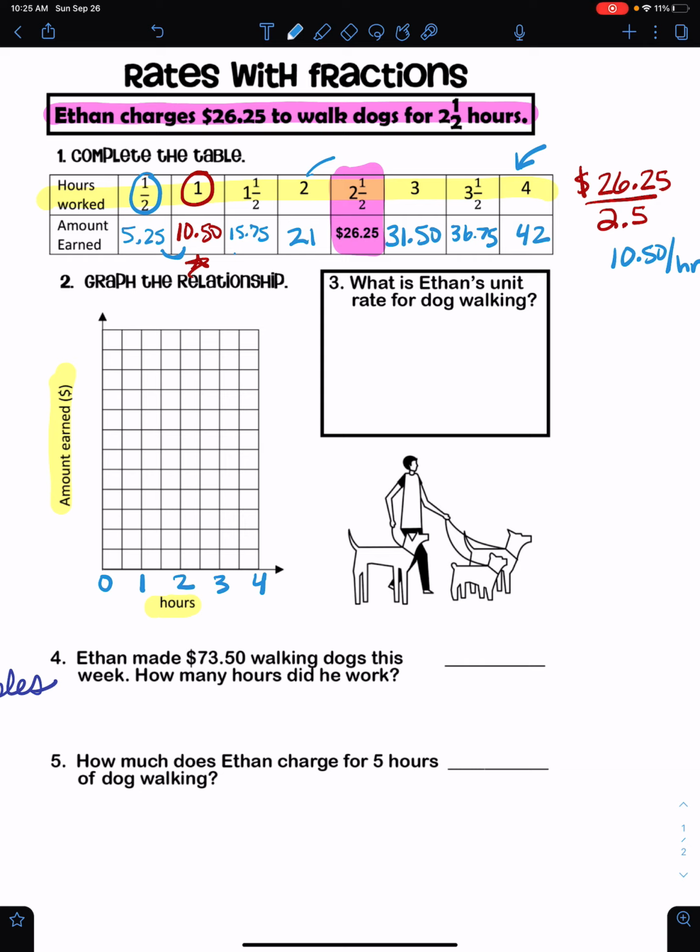How many do I have? 1, 2, 3, 4, 5, 6, 7, 8, 9, 10, 11, 12. So if we want to fit everything on there, I would say maybe I'll count by 4s. 4, 8, 12, 16, 20. It's not the only way to do it, but I think that this is a good way to get all the numbers that we need on there.